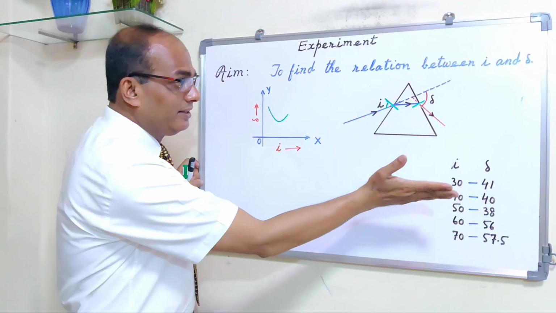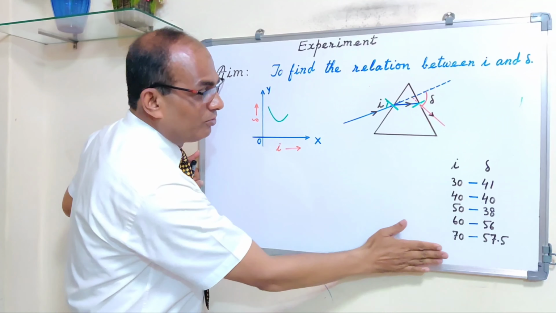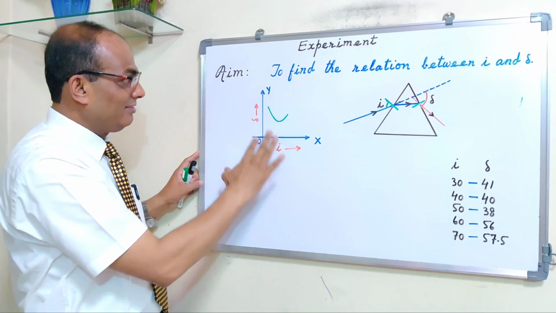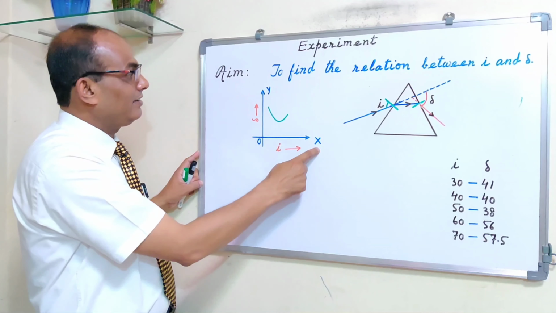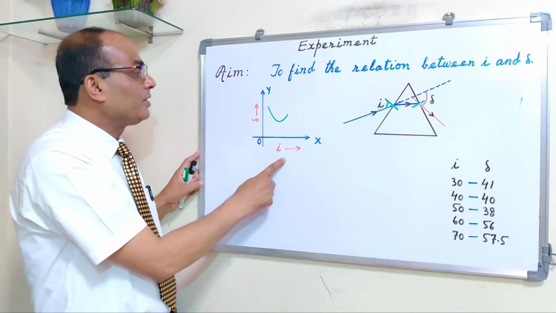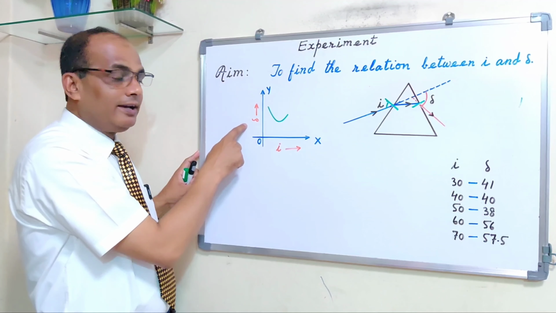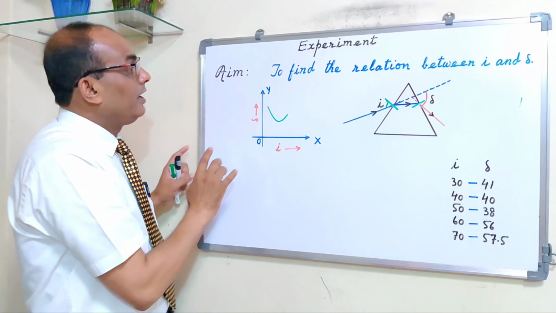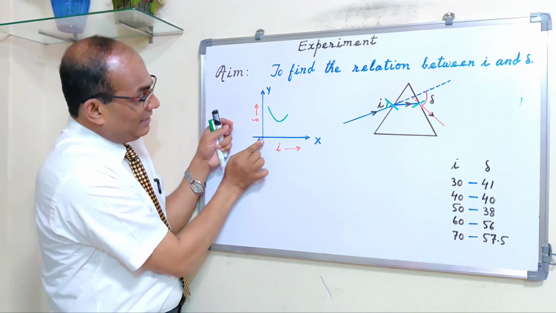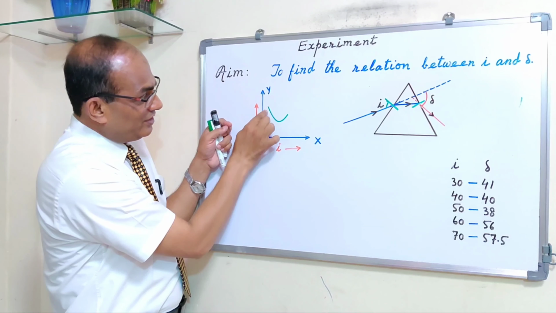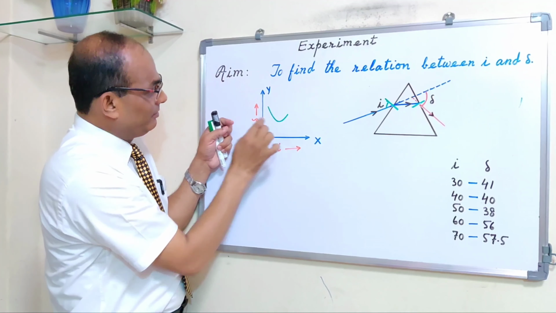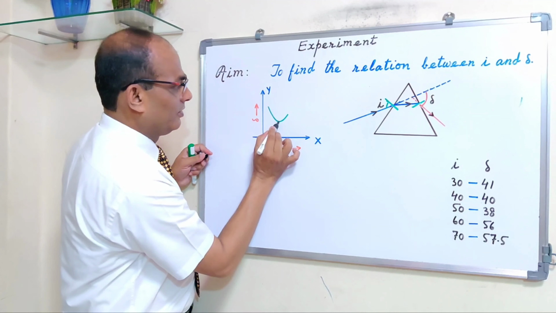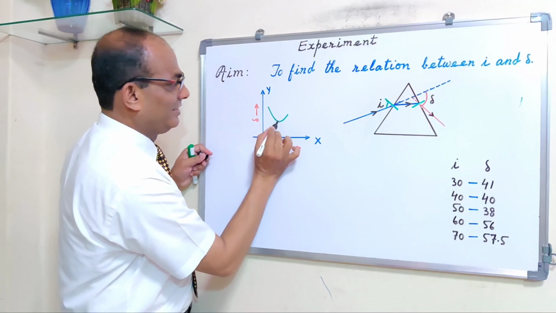Now after getting these values, if you plot a graph, what do you see? You see this type of graph. On the x-axis we are taking I, on the y-axis we are taking delta, the angle of deviation. Now see, as I increases, delta is first decreasing, it reaches a minimum value. This is the minimum value, say in this case 38.